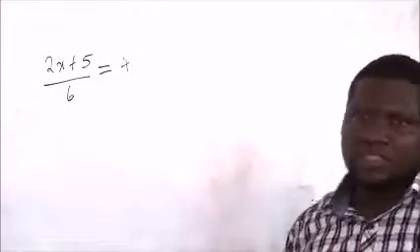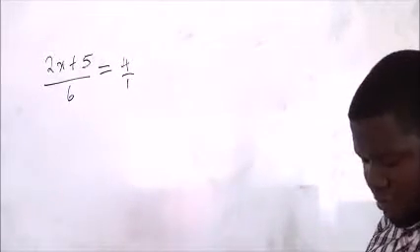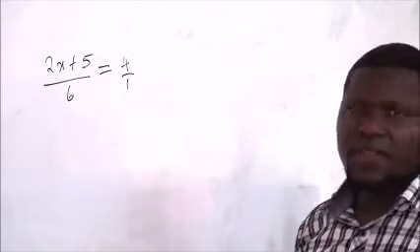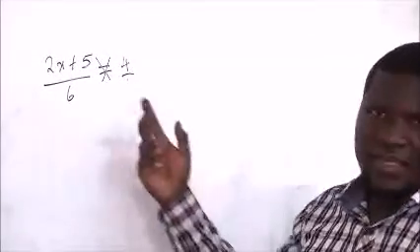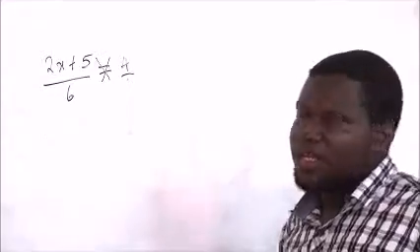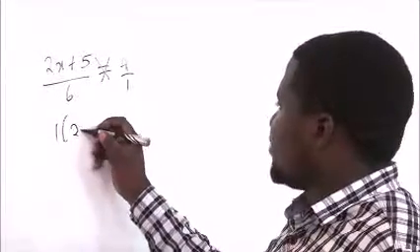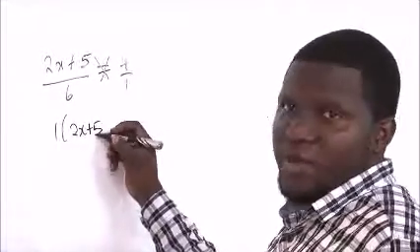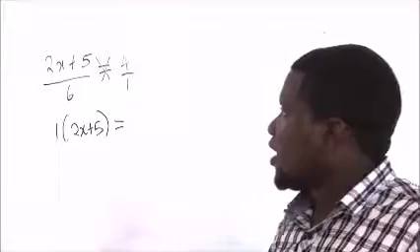We know that 4 is divisible by 1, and therefore there is need for us to cross multiply. Therefore, numbers multiply each other diagonally. What I mean to say is this one multiplies the 2x plus 5, which is the numerator part, while the 6 will multiply the 4.